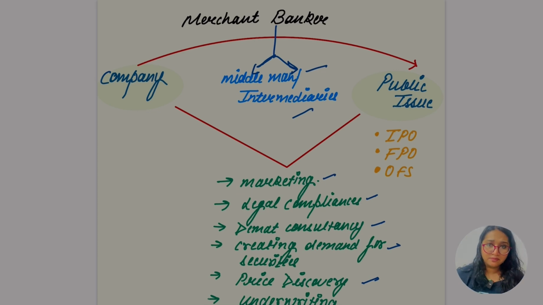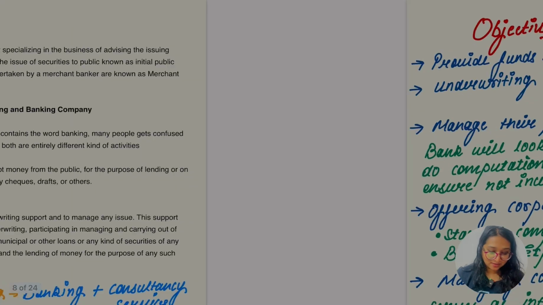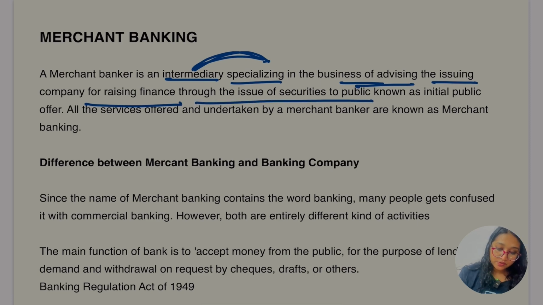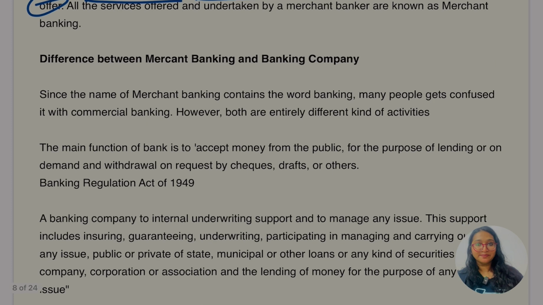So in simple terms, we know the meaning of merchant banking, merchant banker. Now let's go to what I have written. Merchant banker is an intermediary specializing in the business of advising. What was the definition of merchant banking? Combination of banking plus they are also giving consultancy services. So the merchant bankers are the intermediaries specializing in advising the issuing company for raising finance through the issue of securities to the public, known as the initial public offer. All the services offered and undertaken by the merchant banker are known as merchant banking. Simple, right?